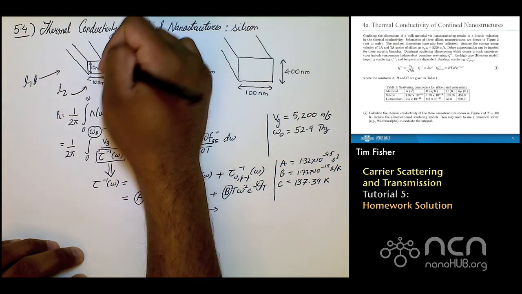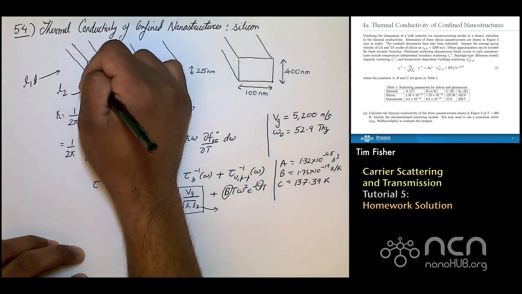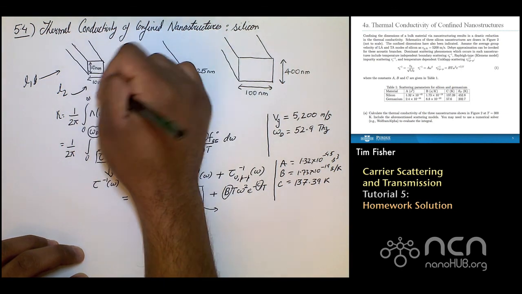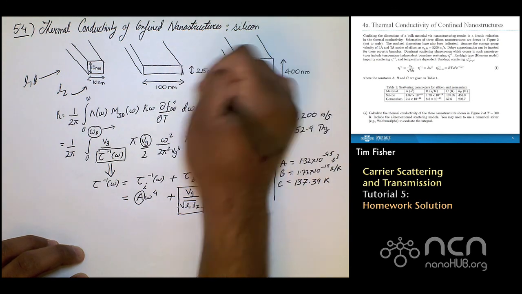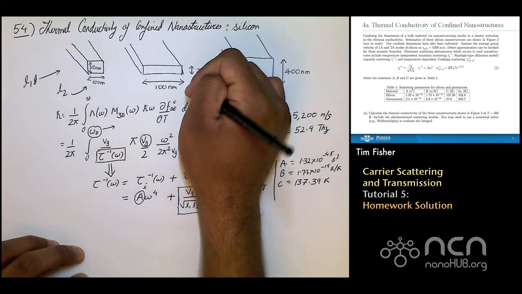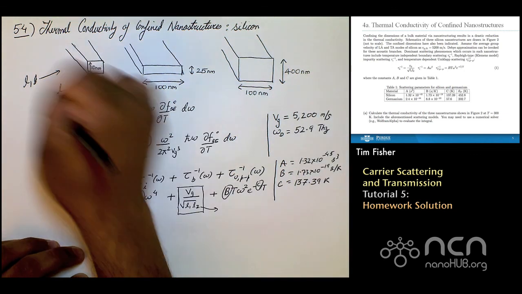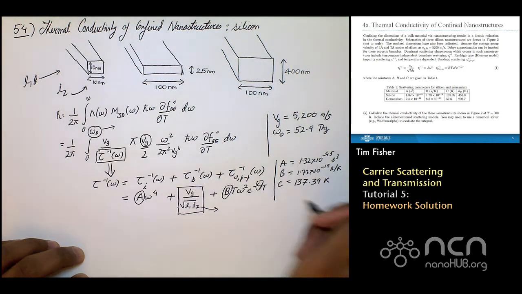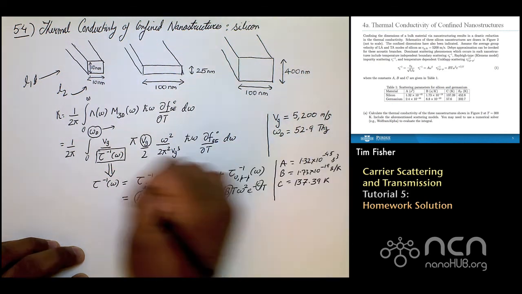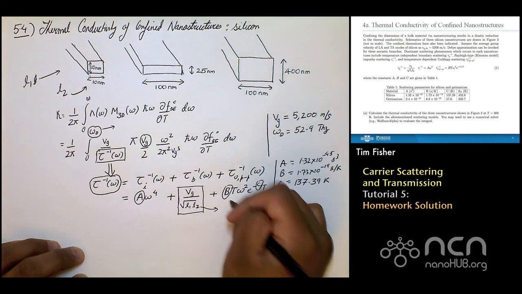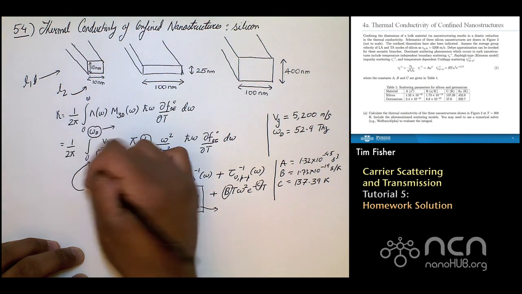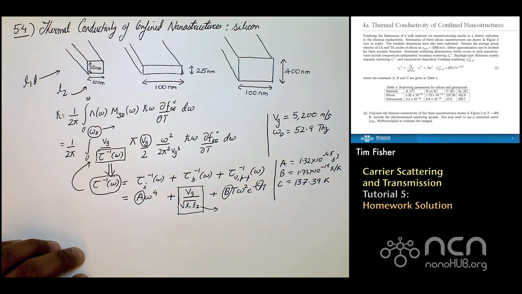So in the first nanowire structure, we have L1 equals 10 nanometers, L2 equals 10 nanometers. In the second case, we have L1 equals 25 nanometers, L2 equals 100 nanometers, and so forth. Upon substituting all these values in the boundary scattering term, and upon further substitution of the scattering constants, we can find the total scattering rate in the system, which can be put back into this integral to find the value of thermal conductivity.